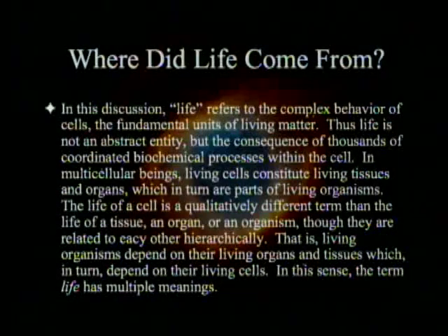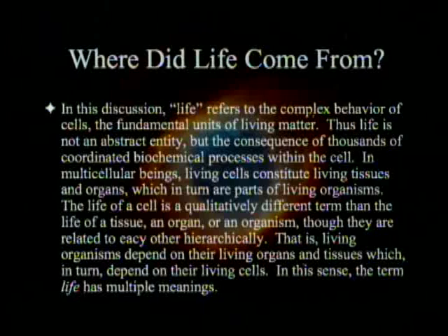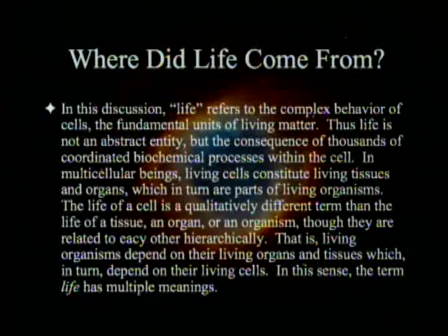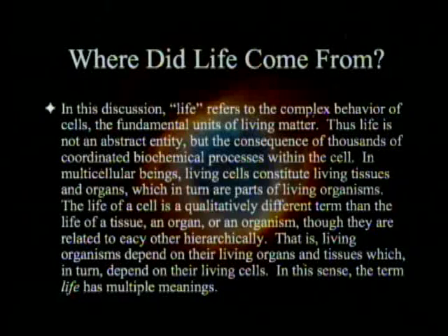And he will now define life. In this discussion, life refers to the complex behavior of cells, the fundamental units of living matter. Thus, life is not an abstract entity, but the consequences of thousands of coordinated biochemical processes within the cell. In multicellular beings, living cells constitute living tissues and organs, which are in turn part of living organisms. The life of a cell is a qualitatively different term than the life of a tissue, an organ, or an organism, though they are related to each other hierarchically. That is, living organisms depend on their living organs and tissues, which in turn depend on their living cells. In this sense, the term life has multiple meanings. So he will say that there's life and then there's life, but you can't have organismic life without cellular life.